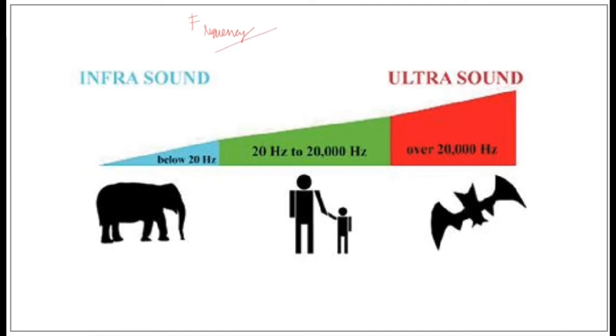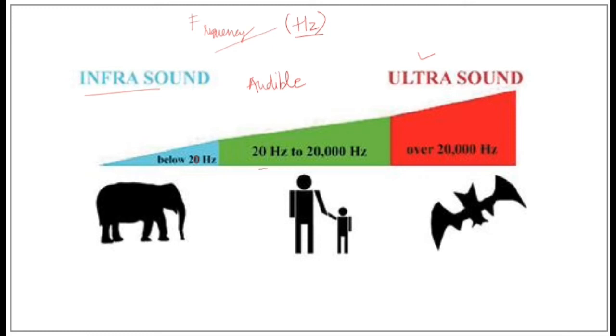Now, based on the frequency of sound, the sound can be classified into three categories. First one being infrasound, second one being audible sound, and the third one as ultrasound. What is infrasound? Infrasound is any kind of sound that has a frequency below 20 hertz. We have studied that the frequency is measured in hertz, right? Hertz is the SI unit of frequency. So any sound below 20 hertz is called infrasound.